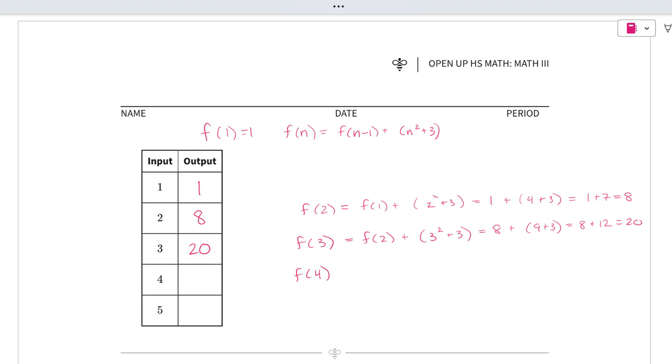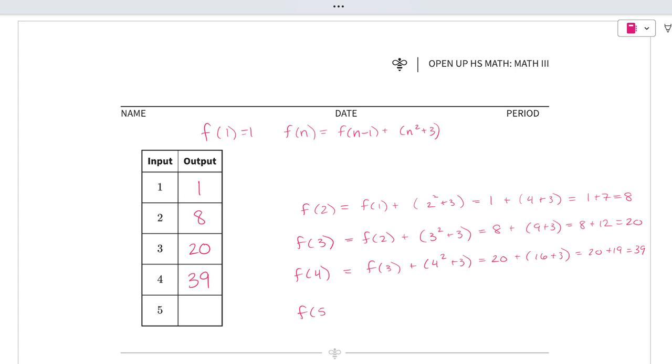f of 4. So we're going to use our value from the term before, f of 3, plus 4 squared plus 3. So our value of f of 3 was 20, plus 4 squared is 16, plus 3. So we get 20 plus 19, or 39.